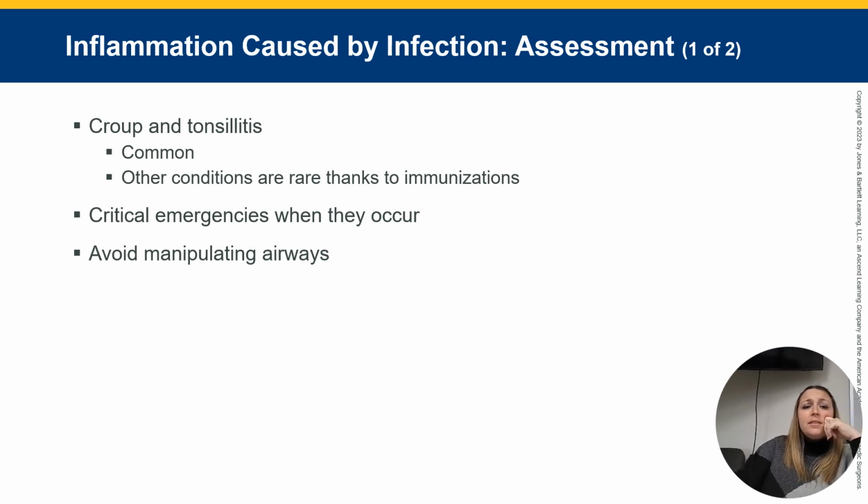Croup and tonsillitis are other common forms of airway obstructions, and they're pretty rare that we have serious issues now thanks to immunizations, but they can be extremely critical emergencies when they occur because obviously not getting oxygen, not getting air, not breathing, that usually leads to bad things happening. And especially with those kiddos, we don't want to manipulate that airway if at all possible.